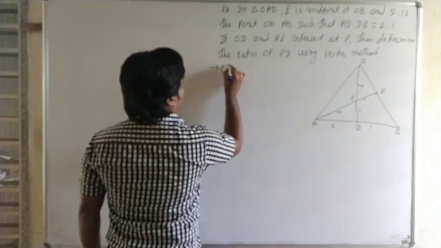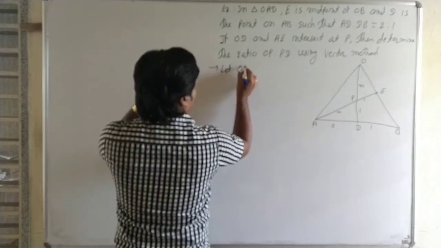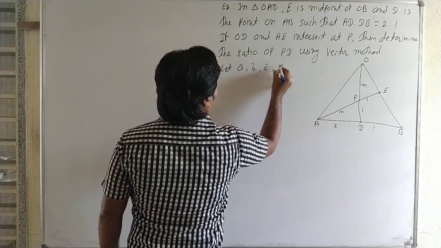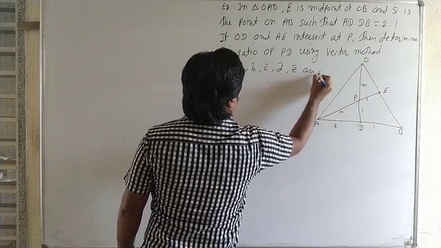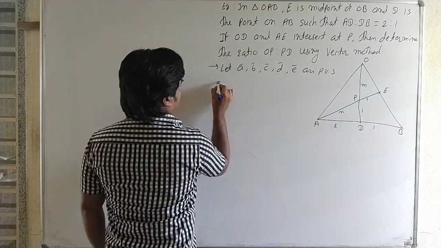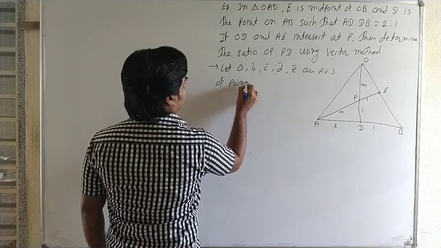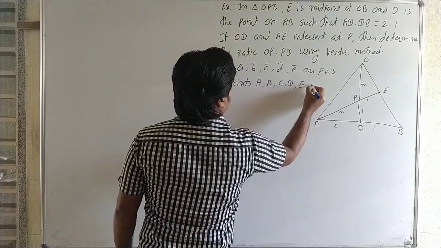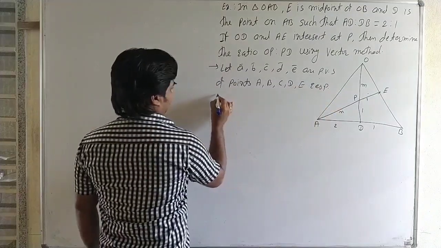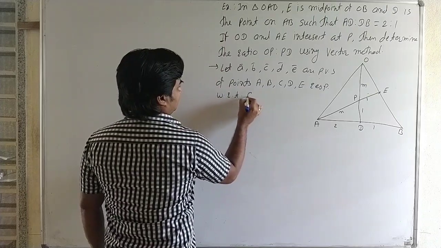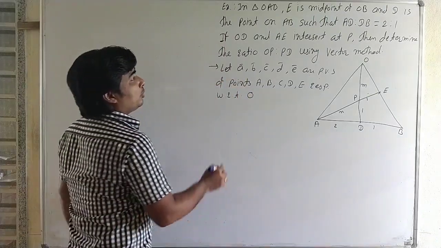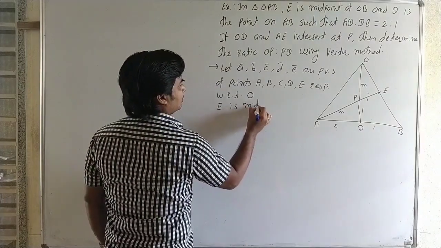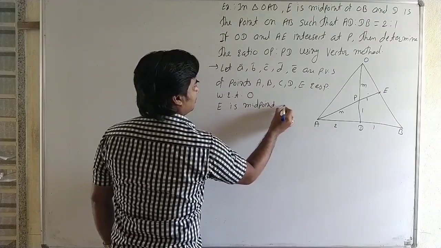Let's first write the position vectors of all given points. Let A bar, it is triangle OAB, O is the origin. Let A bar, B bar, C bar, D bar and E bar are position vectors of points A, B, C, D, E respectively with respect to origin. Now here E is a midpoint of OB.